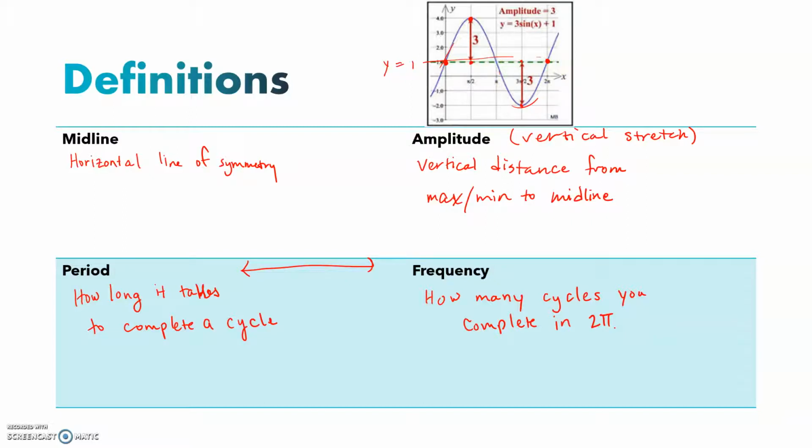If you make your Ferris wheel go faster, your period is going to get shorter. Your period will be smaller. But if you increase the speed of your Ferris wheel, the frequency would get larger. The frequency would be how many cycles you can complete in 2 pi revolutions.